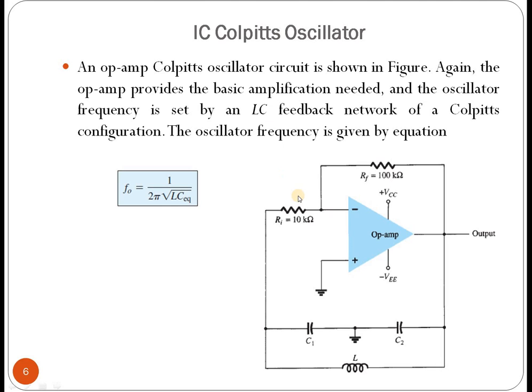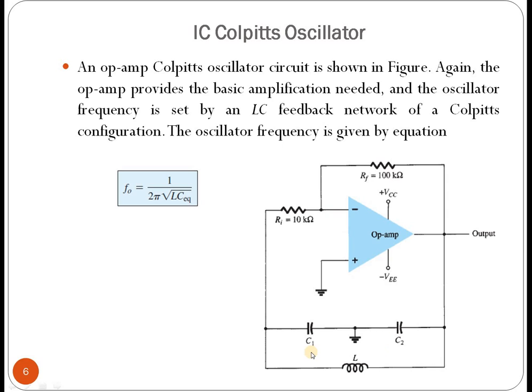IC Colpitts oscillator. Another type of Colpitts oscillator is the IC Colpitts. Here, an op-amp is used in the middle. You can see this portion. An operational amplifier is used for these types of oscillators, and you see the same connections: X1, X2 and X3, one capacitor C1, another C2, and another inductor L.